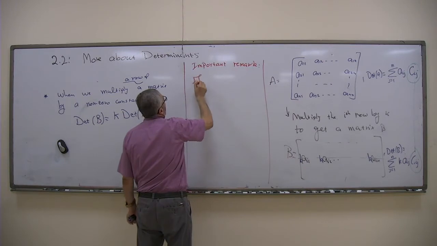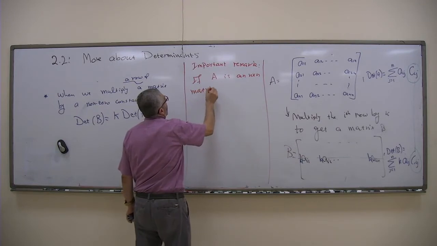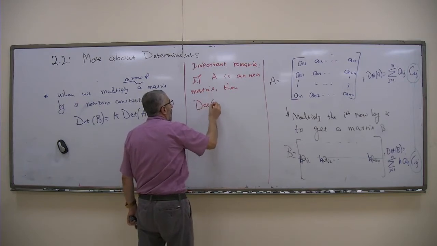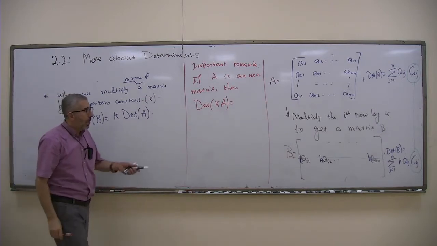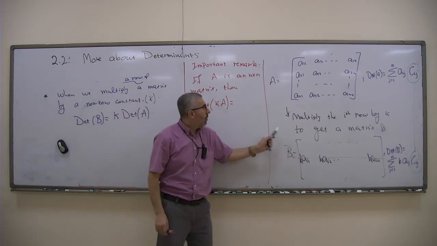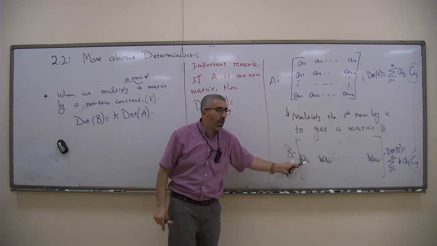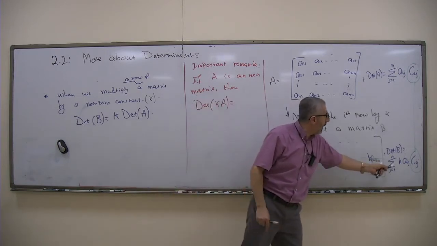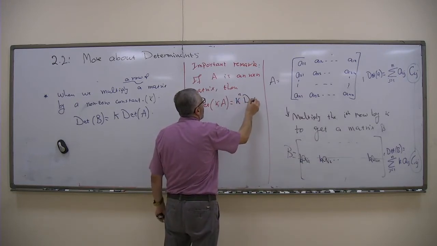If A is an n by n matrix, then what is determinant kA? When I write kA, what does it mean? It means we are multiplying every entry in that matrix by k, which means we are multiplying each row by k. So if you use this fact, from each row you are going to get k, and in that case you are going to get k exponent n determinant of A.